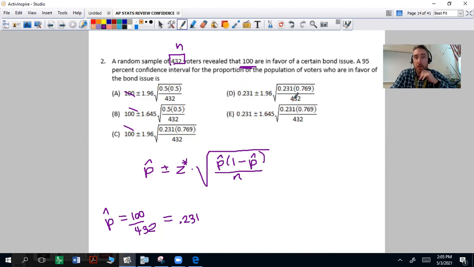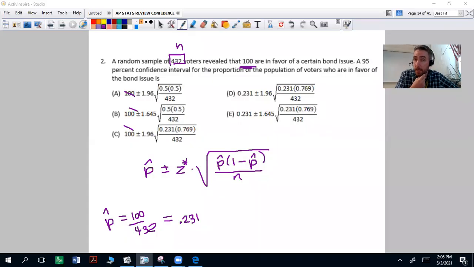So that's going to be your starting. Now we look at over here, we have the same things in the square root: 0.231 times 0.769, that's 1 minus 0.231, over 432. It's a matter of, is it 1.96 or 1.645?